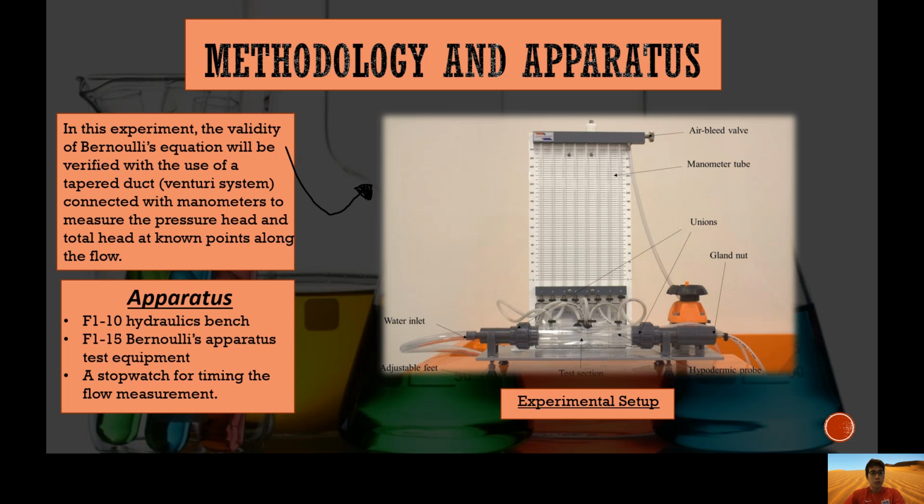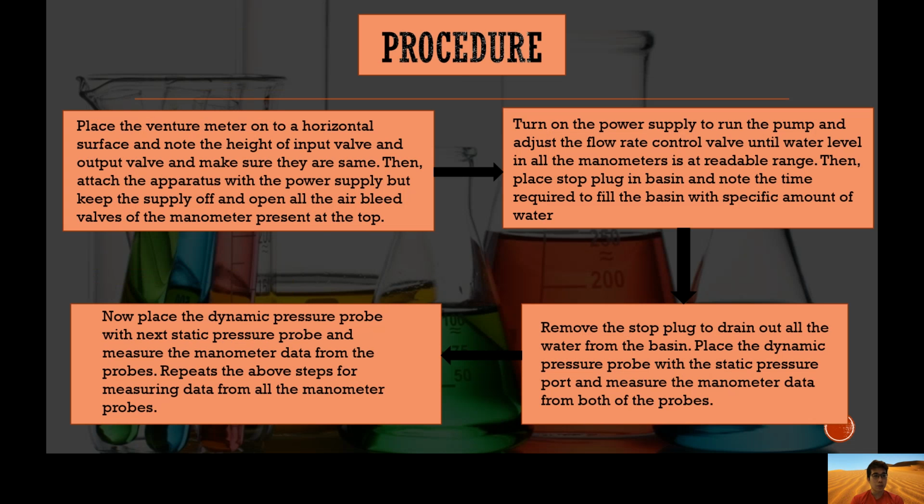Next, the procedure for this experiment is to place the ventometer onto a horizontal surface and note the height of the input valve and output valve and make sure they are the same. Then attach the apparatus to the power supply, but keep the supply off, and open all the air bleed valves with the manometer present at the top. Next, turn on the power supply to run the pump and adjust the flow rate control valve until the water level in all the manometers is at a readable range.